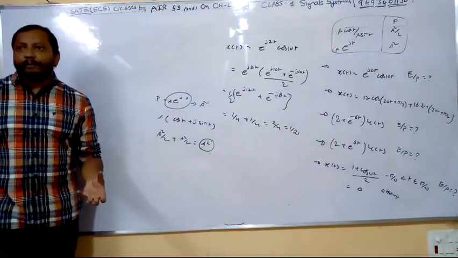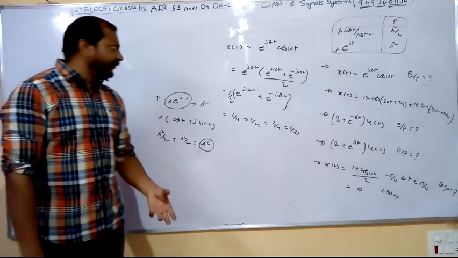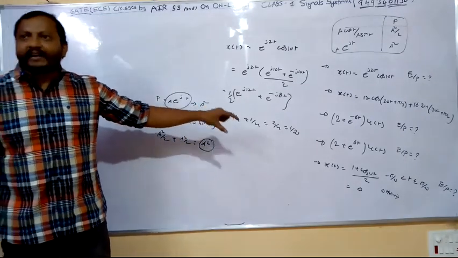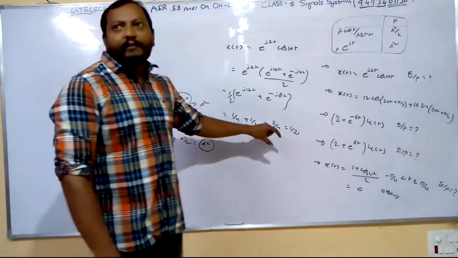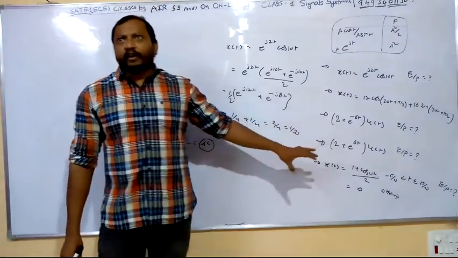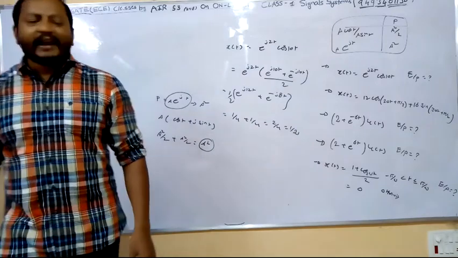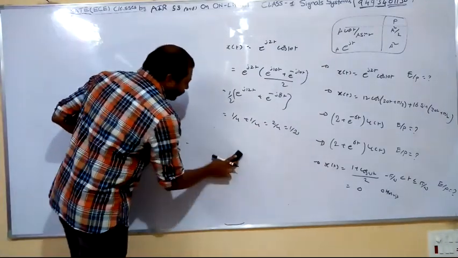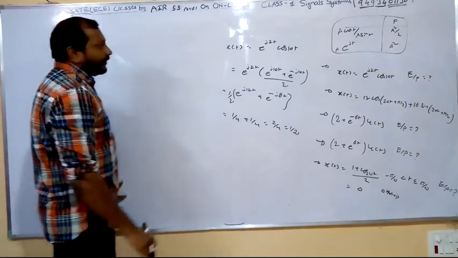If you want to represent this in the cos terms also, we can write e power j2t as cos 2t plus j sin 2t. Then cos 2t into cos 10t, you have to separate like 2 cos a cos b equal to cos(a plus b) plus cos(a minus b). Like that we have to do.